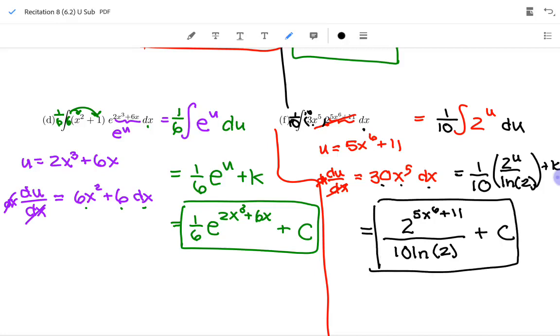But of course, if you're not comfortable multiplying fractions, you could just leave it like this. As long as it's not a complex fraction, you do not have to simplify.